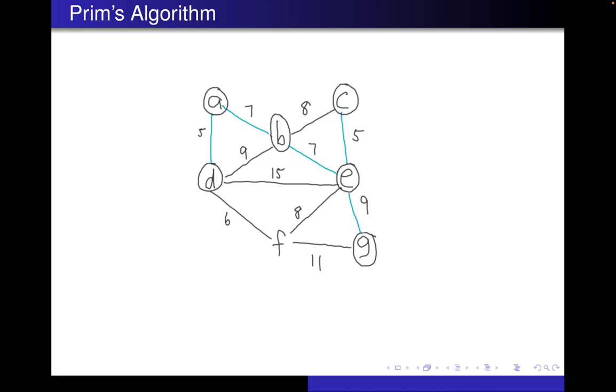And now I only have one vertex to add to my spanning tree, and the 3 edges that I can use to get there have weight 11, 8, and 6. It looks like 6 is the lowest, so between D and F, I add that edge. And there I get a spanning tree. Once again, the total weight is 39.